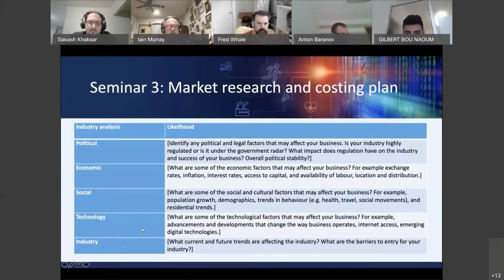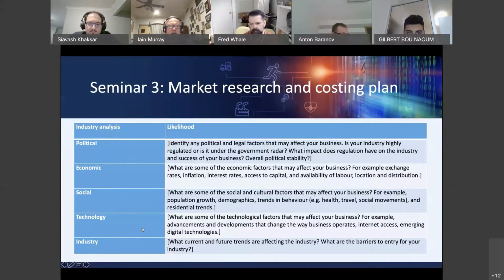Analyse it from the political and legal factors that could affect it. Is the industry highly regulated? If you think of the medical industry, there is a very long process to go through to get any medical device approved for use in a health organisation or in a health environment. That's expensive. It's also very time consuming. So this will tie closely into the product costing that you have to do later on.